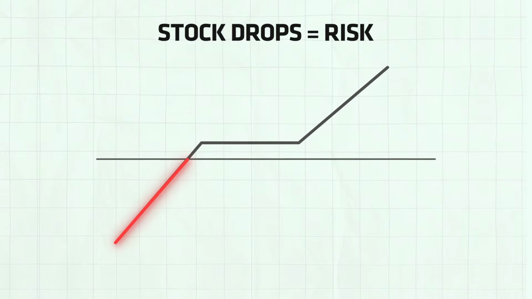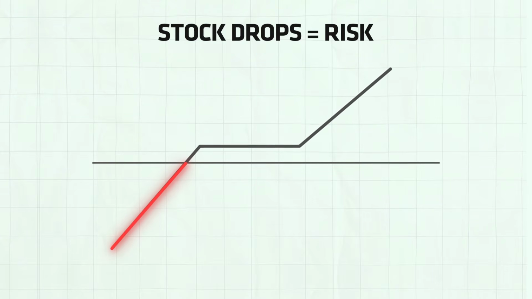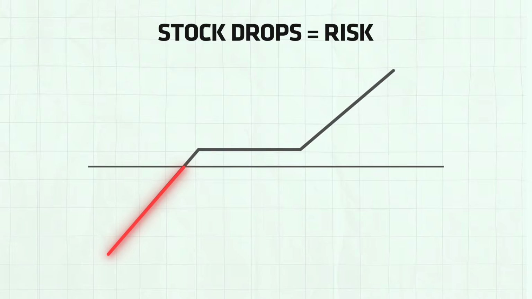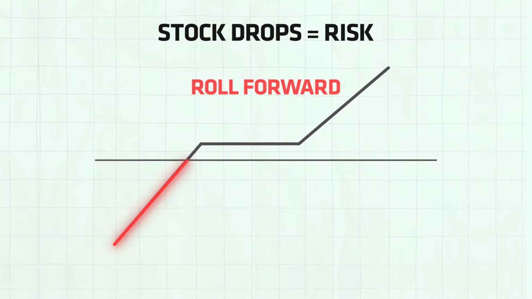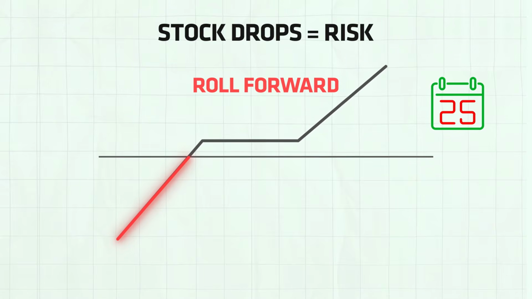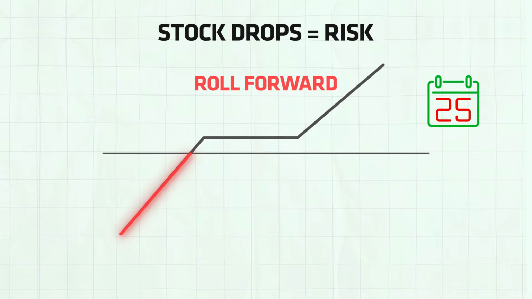That's the risk side of the trade, but the good news is you have three clear choices. First, roll the trade forward. That means closing this trade and reopening it with a later expiration date. You can even adjust your strike prices lower to give yourself more breathing room.